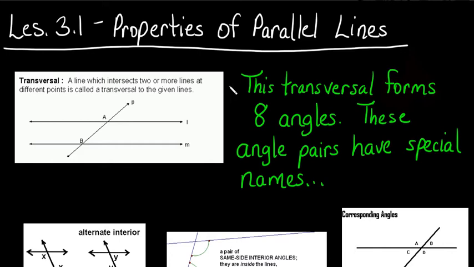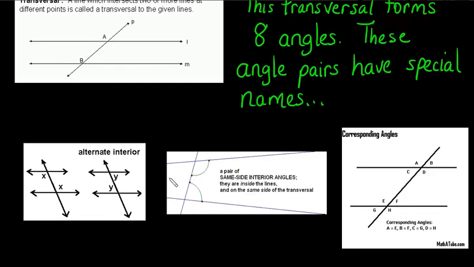So before we do that, the first thing I want you to know is what a transversal is. A transversal is a line that intersects two or more lines at different points. Okay? And it's called a transversal to the given line. So this line P right here is a transversal to line L and line M. Now when you have a transversal, it forms lots of different angles, and some of these angles have special names, and you're going to need to know what they are.